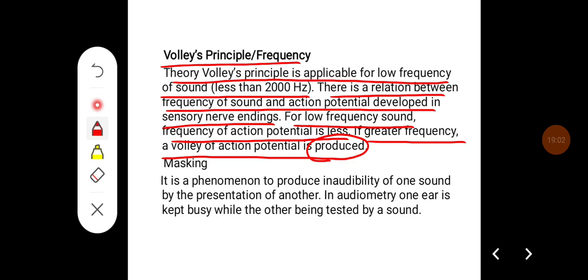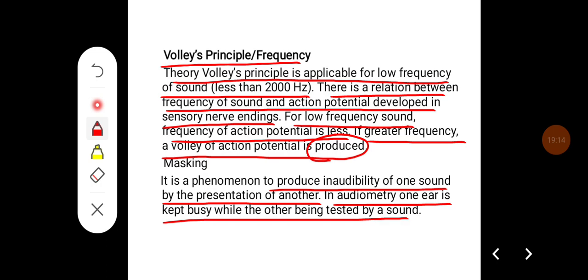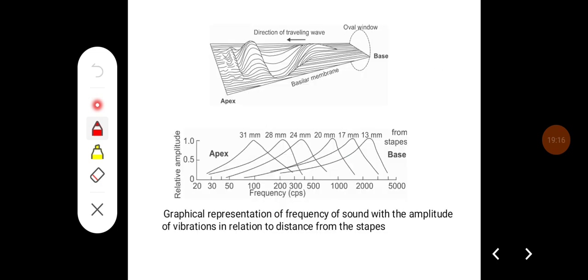Masking. It is a phenomenon to produce inaudibility of one sound by the presentation of another. In audiometry, one ear is kept busy while the other is being tested by sound.